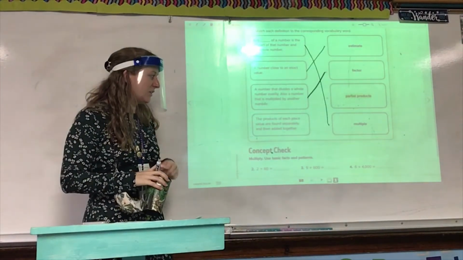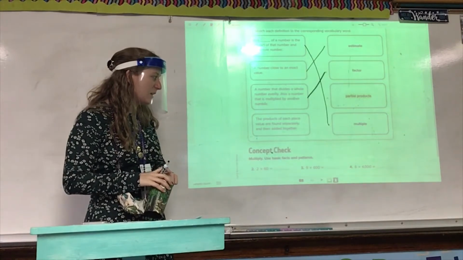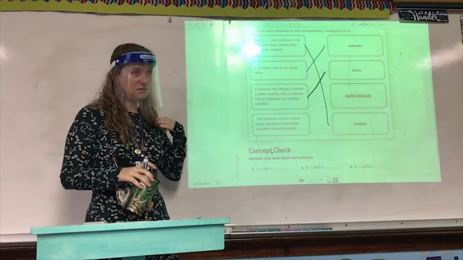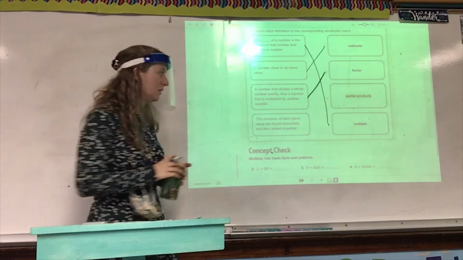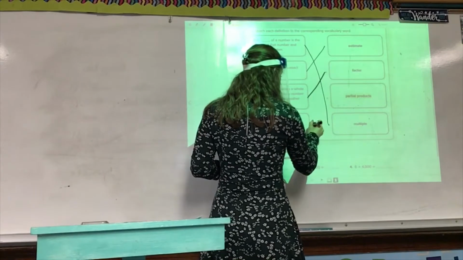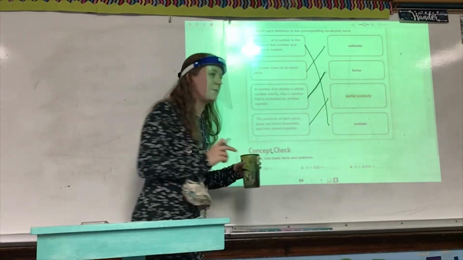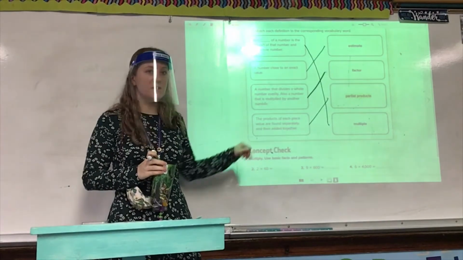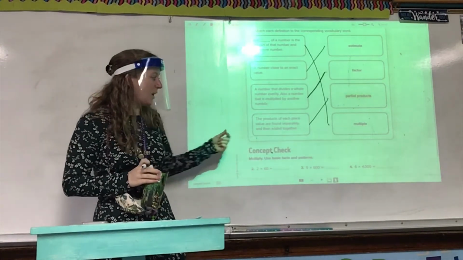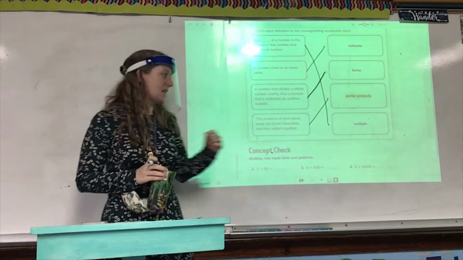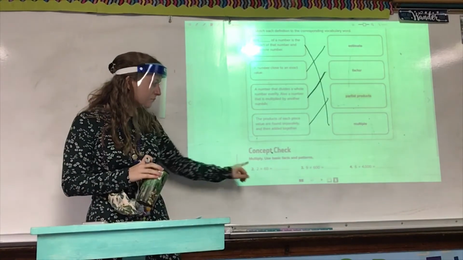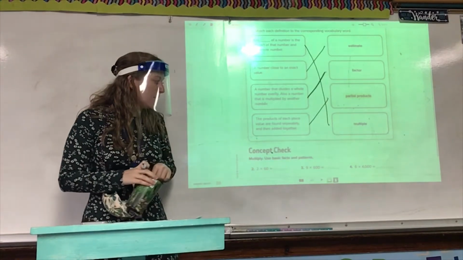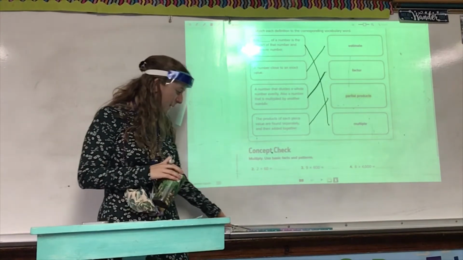And the last one, the products of each place value are found separately and then added together. Partial products. Remember, partial, the base word is part. So if we're finding the product of each place value separately, that means we're finding the product of part separately, and then we add them together. The directions for numbers 2 through 4 say, multiply, use basic facts and patterns.